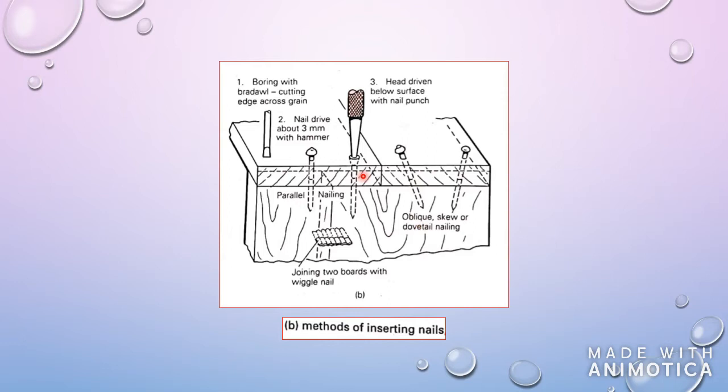Okay, all right, you also have a wiggle nail, which is like a grooved nail. So you actually nail it into the side of two pieces of board, and it actually holds it together, which is this one right here.